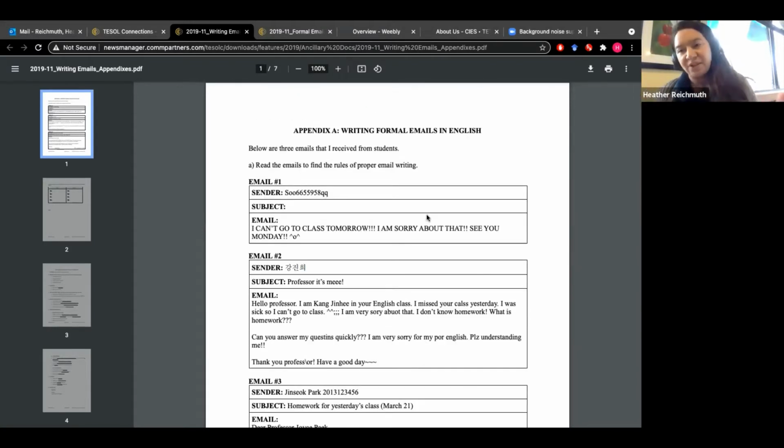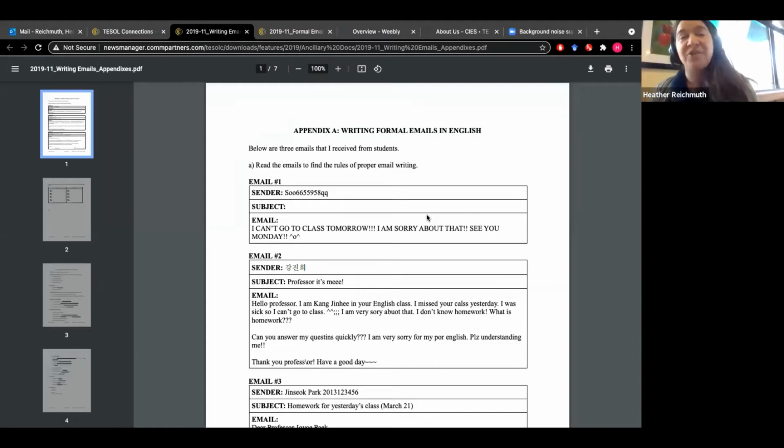We wrote a TESOL Connections article because I think this is a really important topic, and I wanted to put it out there so lots of English teachers could have access to this. I would start the class by talking to the students about why I was teaching this, and this would usually happen at the beginning of the semester. I didn't want to keep getting emails throughout the whole semester, not knowing who the students were. So I thought this was really essential to do at the beginning of the school year.